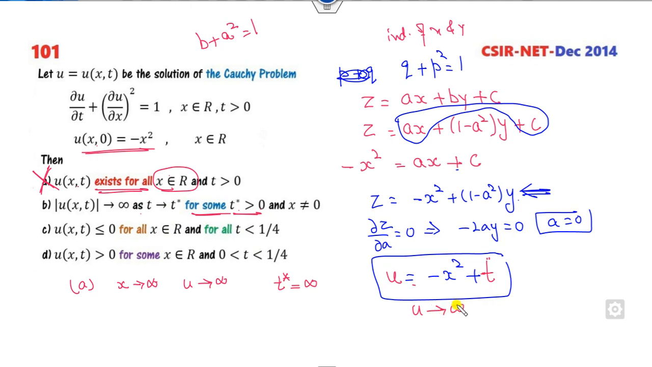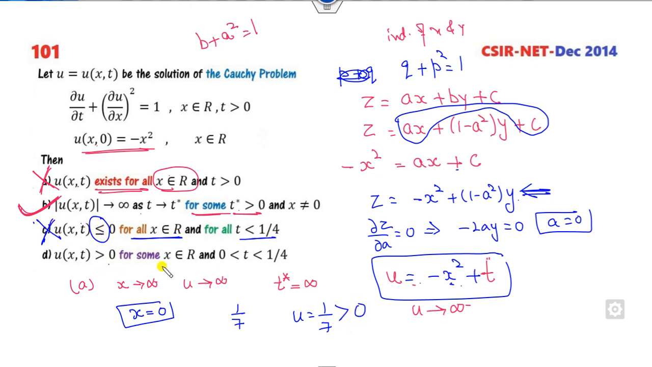U will go to infinity, so that option is satisfied. Next option: for all x in R, if I take x as 0 and t is less than 1 by 4. So what is t less than? If I consider 1 by 7, what will happen to u? U is 1 by 7, which is greater than 0, but they are talking about less than 0. Cancel out. For some x in R, if I take x as 0 and 1 by 7 lies here, it is positive, so it is satisfied. So b and d are my correct options.